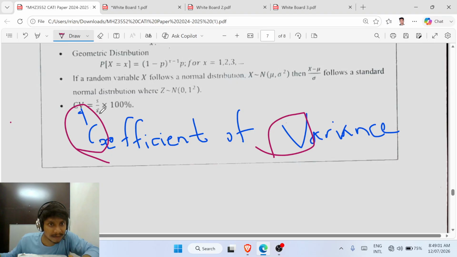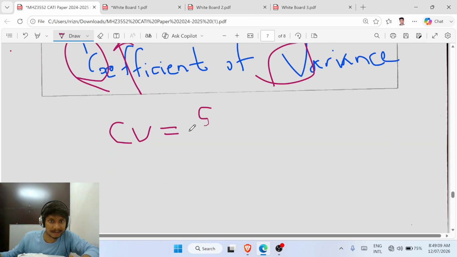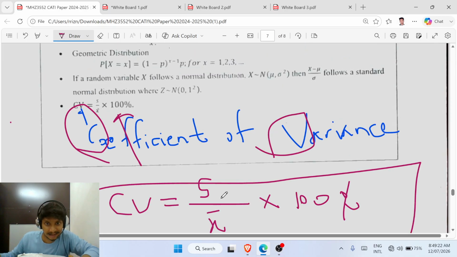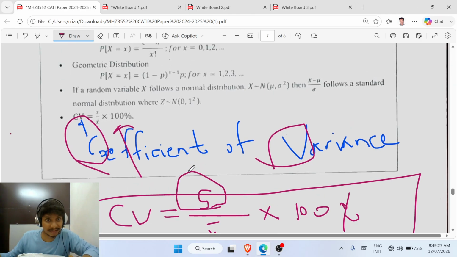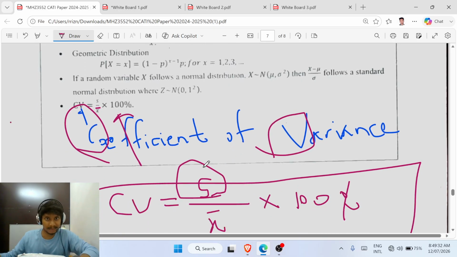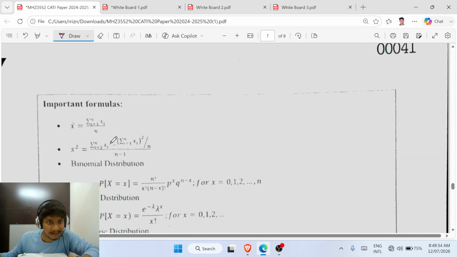CV is equal to S by X bar, into 100 percentage. This is the equation of CV. Please watch carefully: this is S, not S bar, and this is X bar, into 100%. Don't confuse these, it's very important.